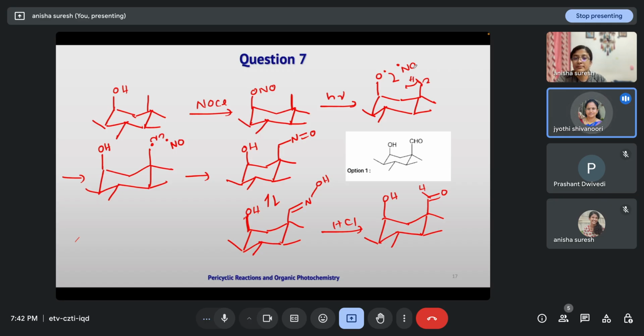What is the name of this mechanism, ma'am? Barton reaction. Okay. Thank you. Clear, right? Cleared, ma'am.